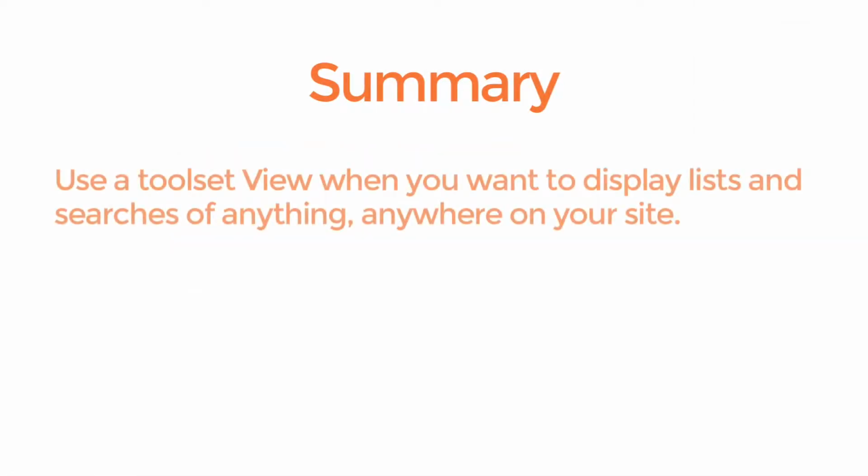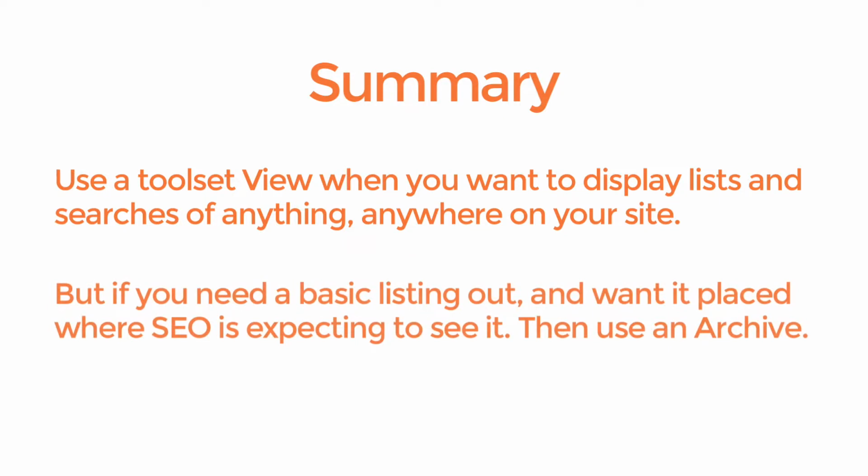Okay, so here's a summary in a nutshell. Use a Toolset view when you want to display lists and searches of anything, anywhere in your site. But if you need a basic listing and want it to be placed where SEO is expecting to see it, then use an archive.